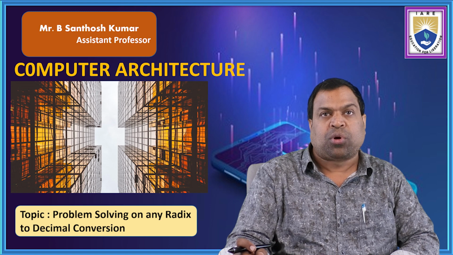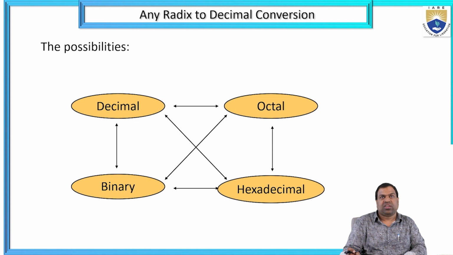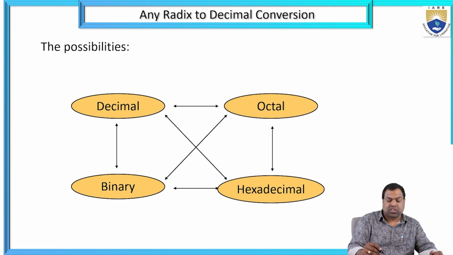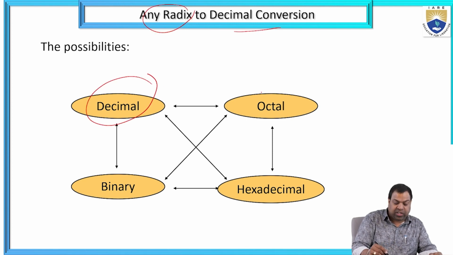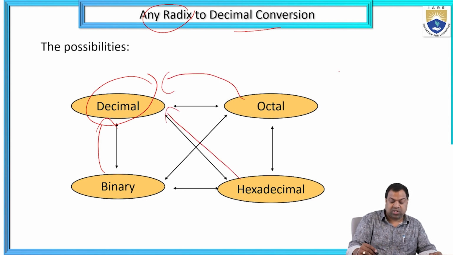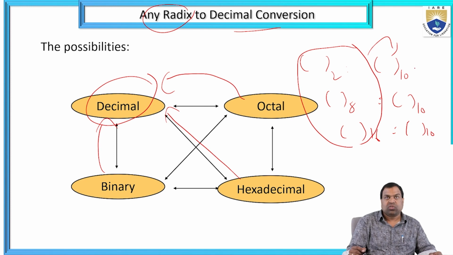Today I am discussing problem solving on any radix to decimal conversion. What are the possibilities for any radix to decimal conversion? Any radix means maybe it is binary, or octal, or hexadecimal. So if we have to convert binary to decimal, octal to decimal, hexa to decimal, any radix we are converting to decimal.